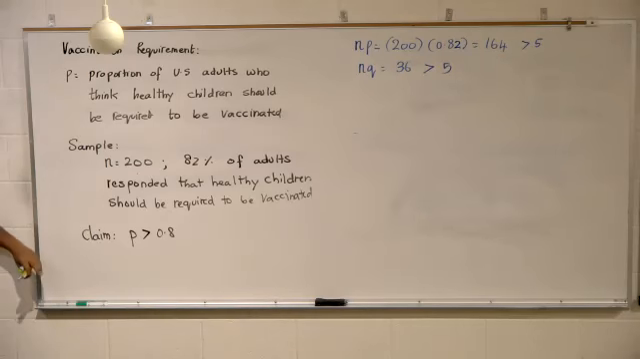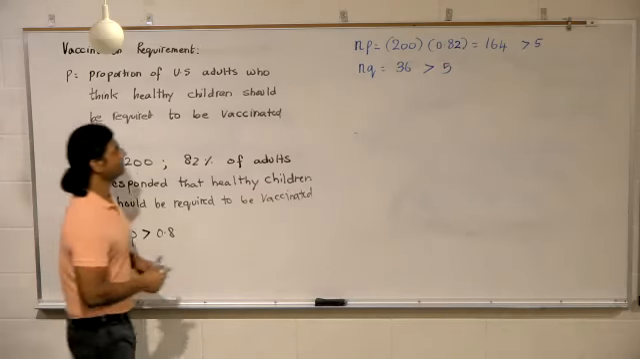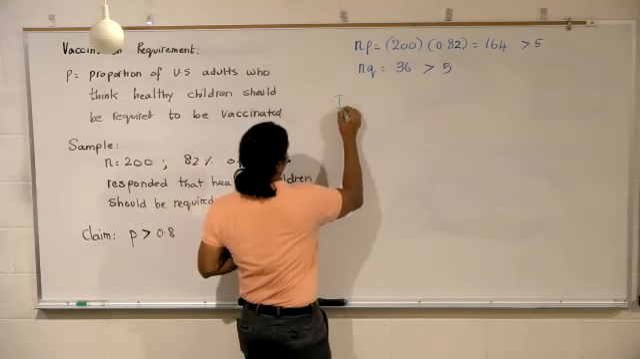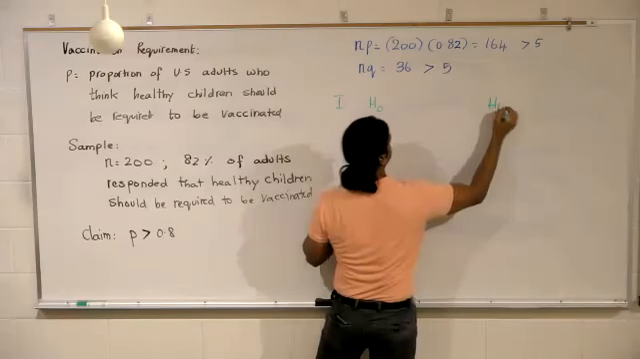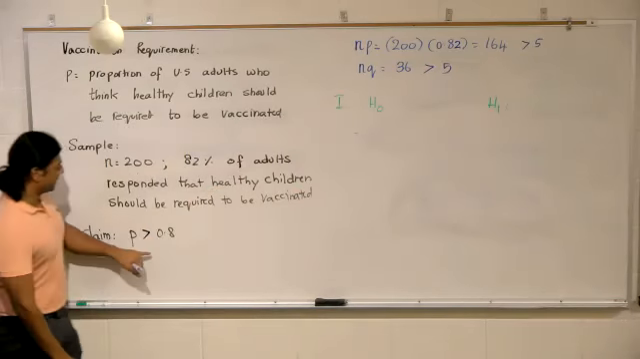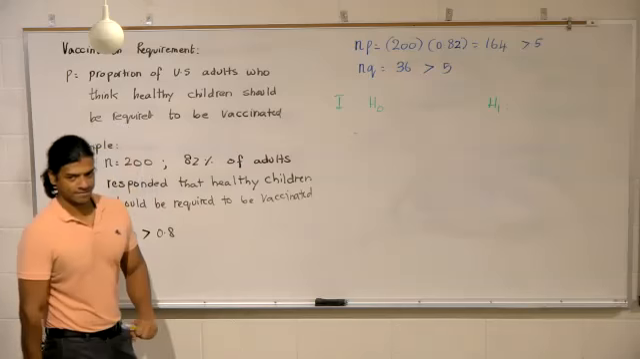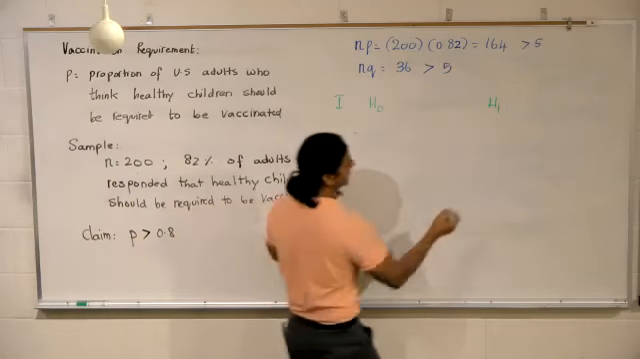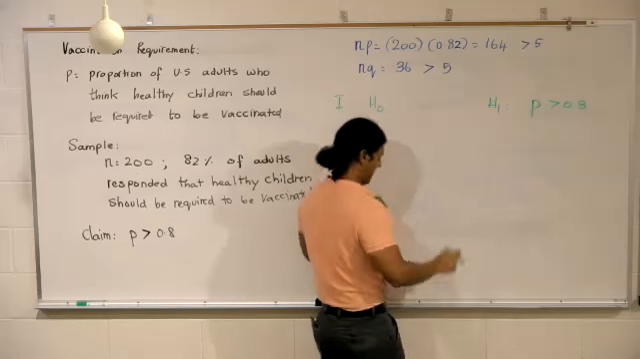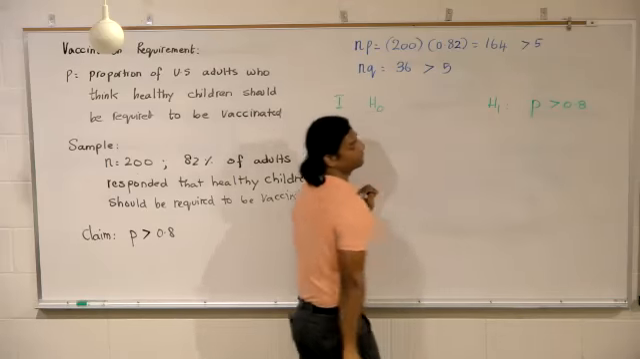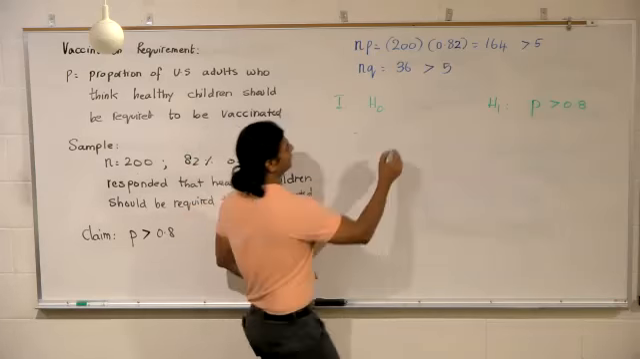So the claim that is made is P is greater than 0.8. Where should this statement go? Alternative. Why? There's no equals. No equal sign. If that is P greater than 0.8, what is this? Less than or equal to.